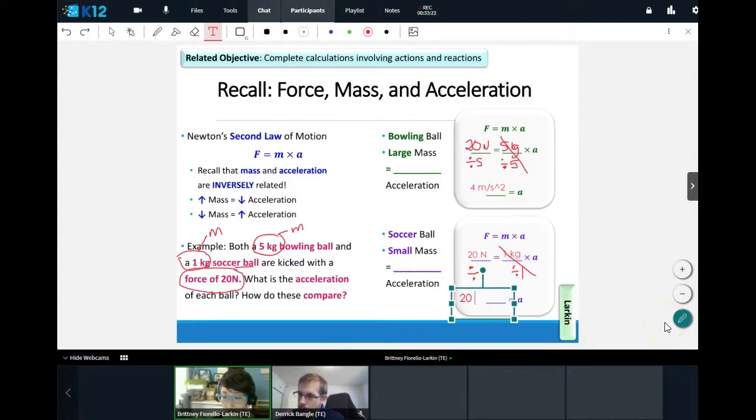Perfect, Cody. Yeah, meters per second squared. That little caret with the number 2 tells us that the second gets squared. Okay? All right, so taking a look here then.